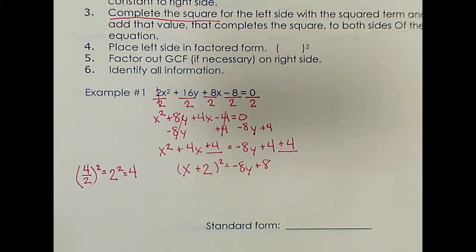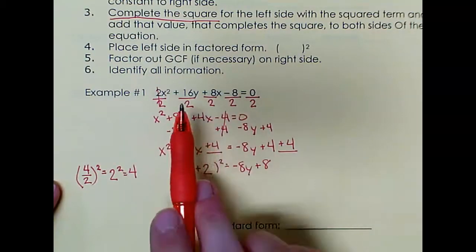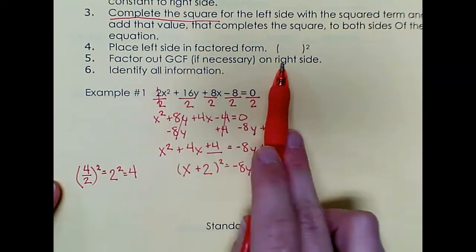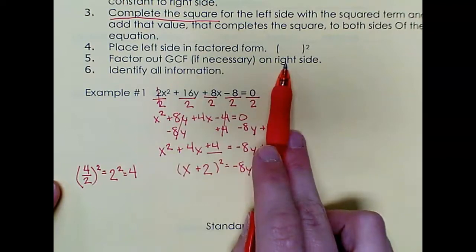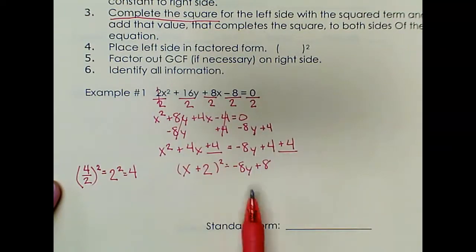The only thing that we don't have, because we have the x minus h squared, but we don't have 4p times y minus k. We don't have the parentheses over here. And so the last thing that we need to do is we place the left side in factored form. We need to factor out a GCF on the right side. That way we have something outside of parentheses and then y plus or minus something inside of parentheses.